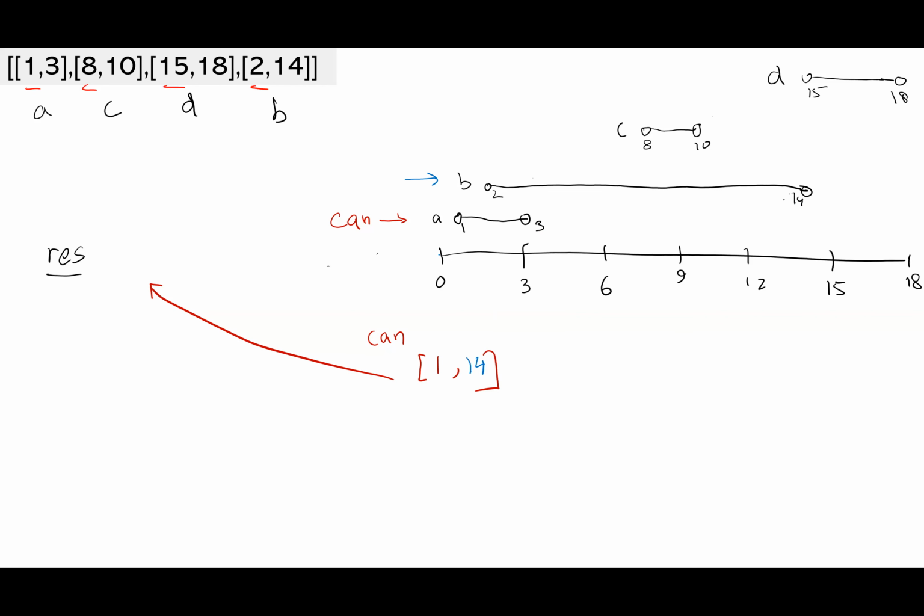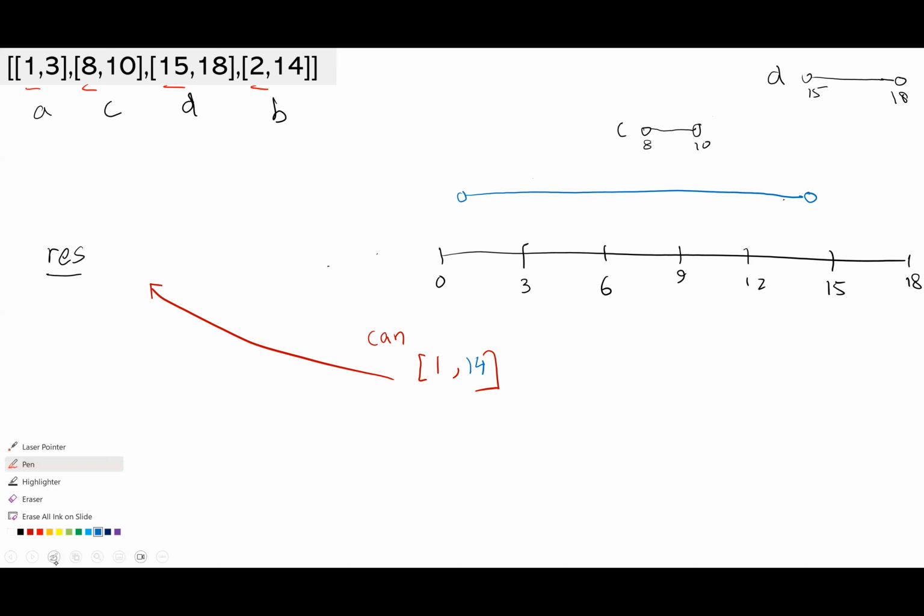So I can just draw it like this. We can say these two intervals got merged because they were overlapping intervals. And this one now became this kind of thing, right? A and B got merged. And this one now becomes the candidate interval, right? Okay. Next I check C, right?